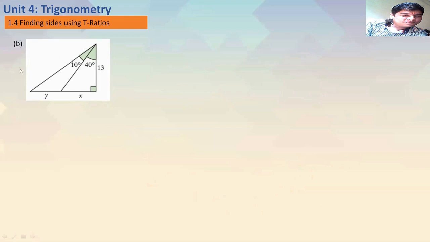Let's call this P, Q, R, S. So in order to find out X and Y, which one would you like to go for first? Which triangle? PRS. Very good, very good. There you go. So in a triangle PRS, what happens?